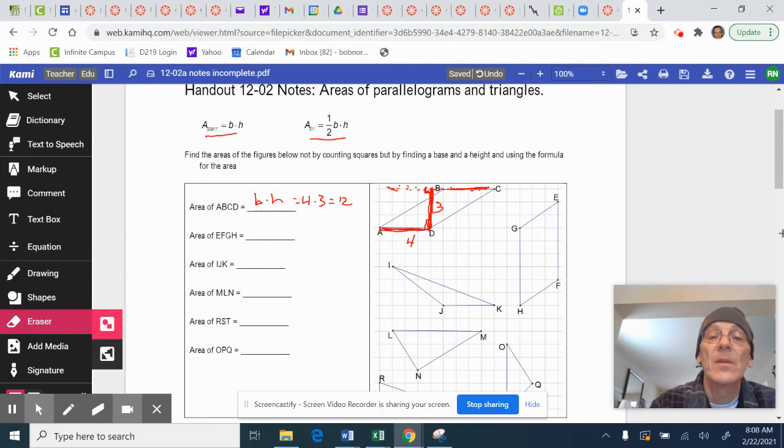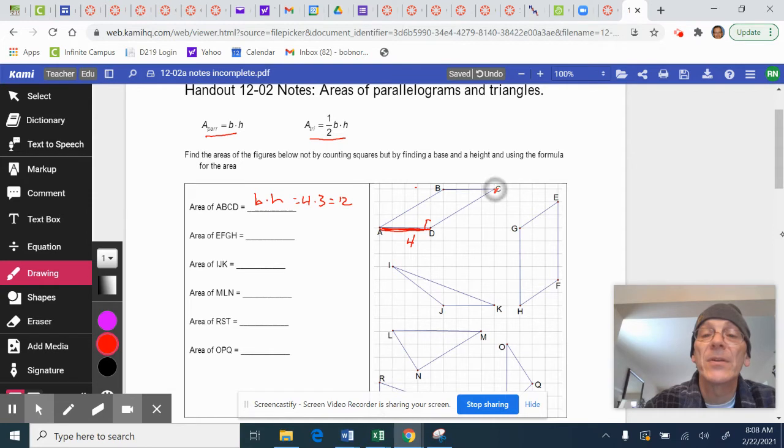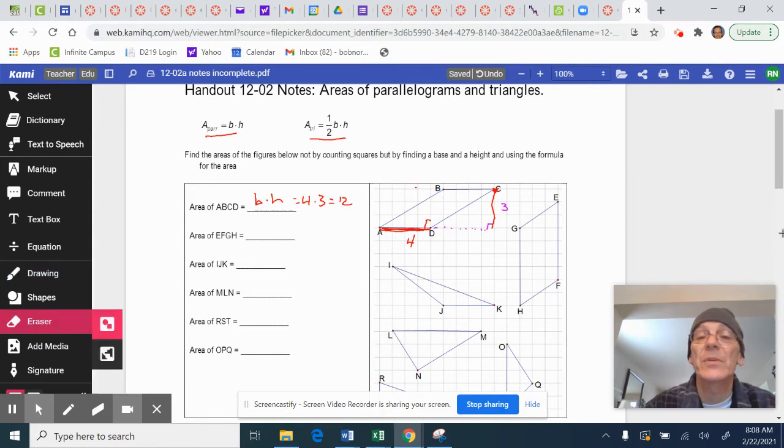Okay? That height, of course, could have been drawn not right there at that spot. It could have been drawn, let's say from this point here on the opposite side, straight down. And by straight, again, I mean perpendicular to the extension of the other side. Okay? Either way, that height is going to be 3 units. 4 times 3 is 12. Okay?